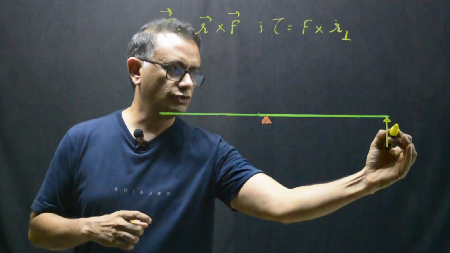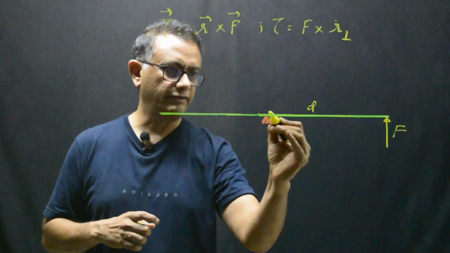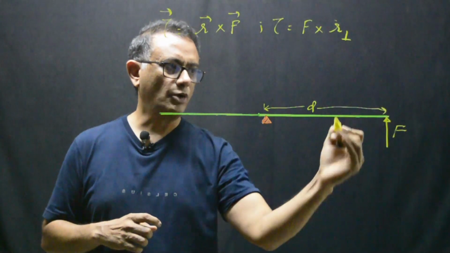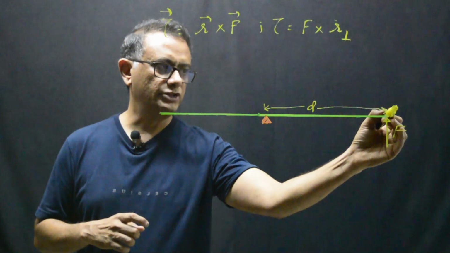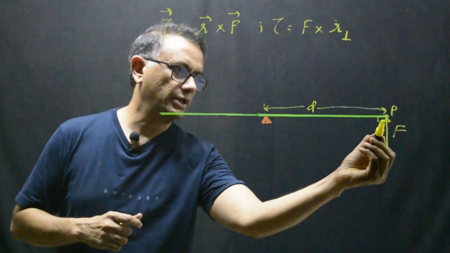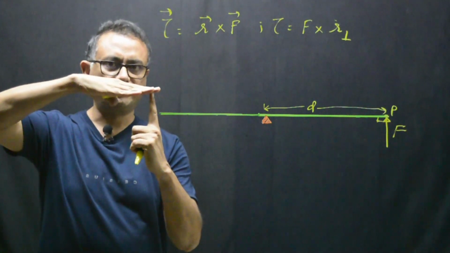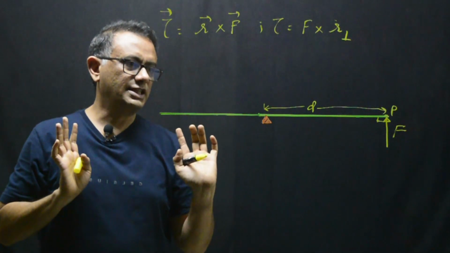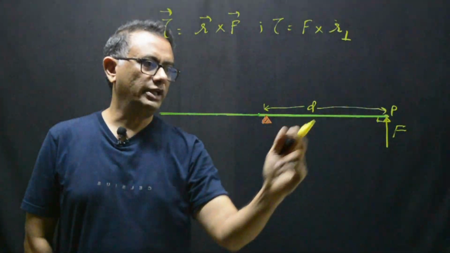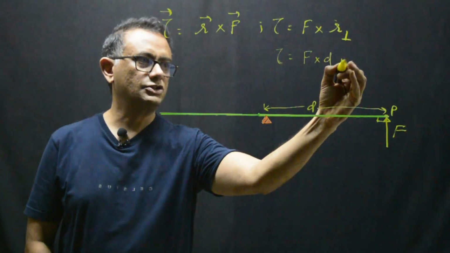If I have this force here, and this is our distance R or D, from the point of the pivot to the point of application of this force, P is where the force is being applied. We see that the force is applied in a perpendicular manner. So in this case we can say torque is equal to force into D, F into D.